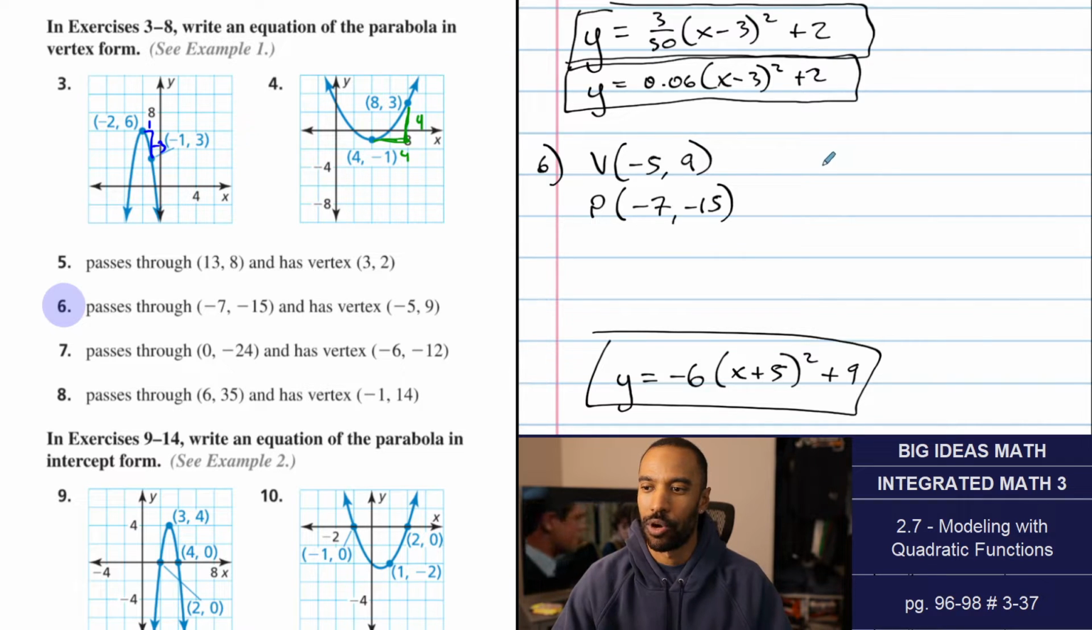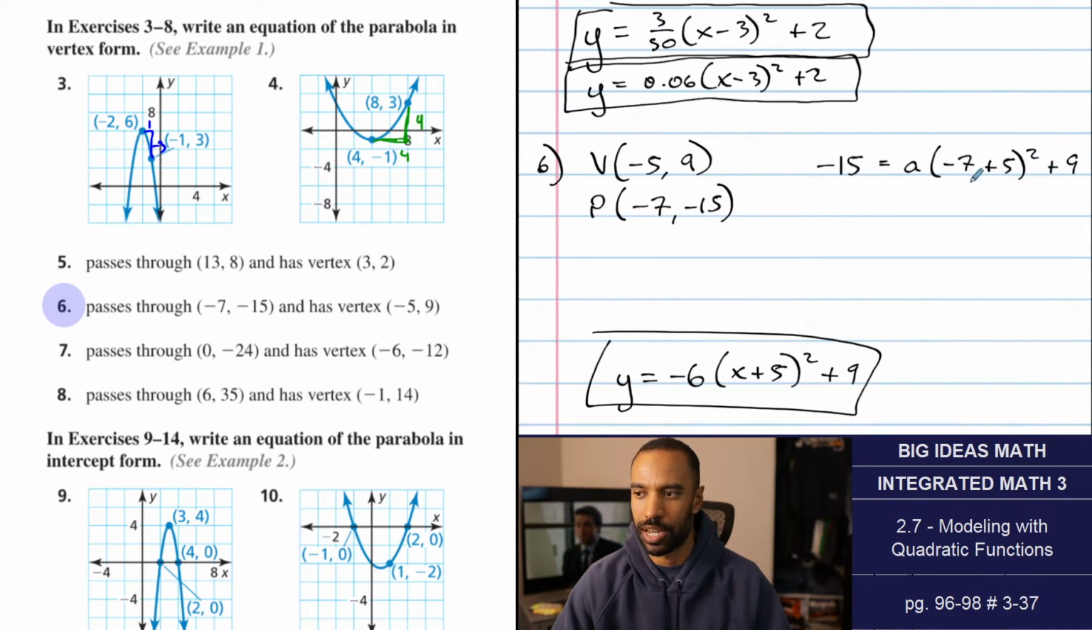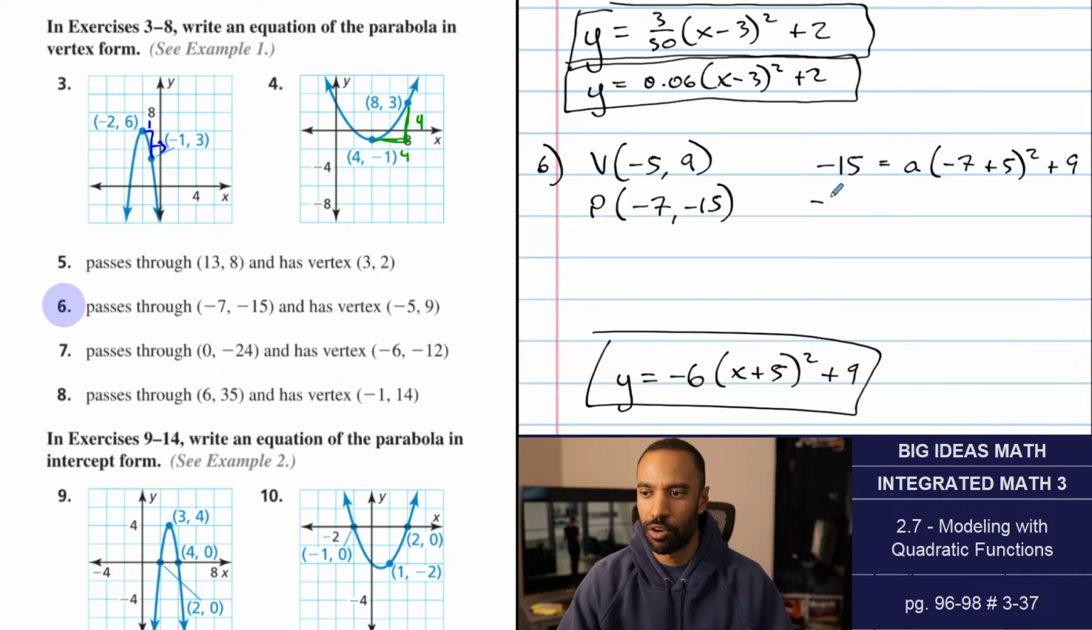Let's see. So let's plug in -15 for y. We're trying to find a. I don't like to do this all in one step like this. -7 for x, and then +5 quantity squared plus 9. So we got that part. I'm going to subtract 9 over to get -24. -7 plus 5 is 2. 2 squared is 4, so -24 equals 4a. Divide both sides by 4, you get a equals -6.